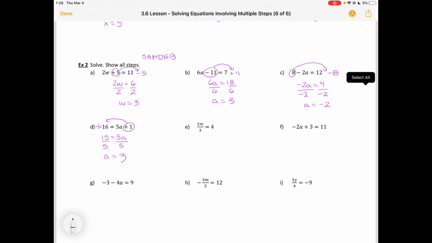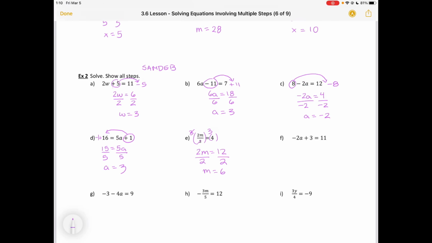In E, I have two operations happening here on the left-hand side. I've got 2 times m, and I've got m divided by 3. The first thing that I'm going to undo is my division, and I'm going to undo that by multiplying both sides by the denominator. So I get 2m equals 12. Now I'm left with multiplication on the left-hand side. I'm going to undo that by dividing both sides by 2, which simplifies to m equals 6.